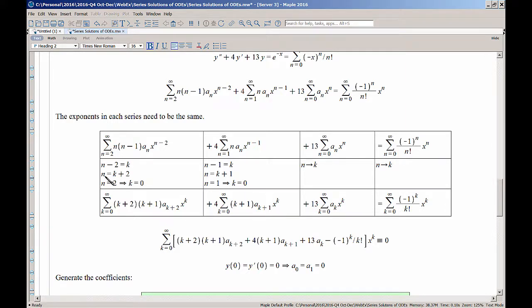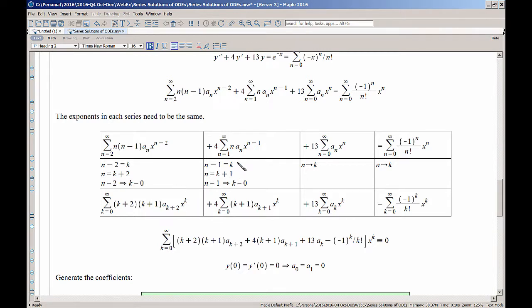And that also means that when n is 2, k will be 0. So this sum will now start at k equals 0. This n became a k plus 2. This n became a k plus 2 less 1 is k plus 1. This n becomes a k plus 2. And this x is now x to the k.